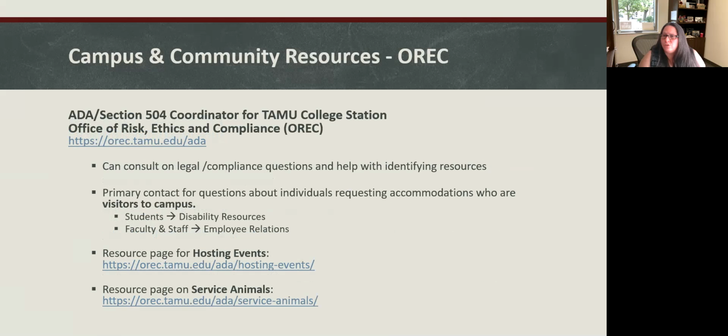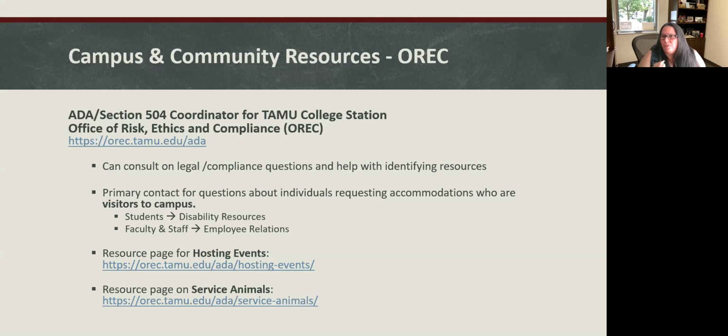If you don't know, they're also the primary contact for visitors who have accommodation questions. So if you have people participating who are not Texas A&M faculty, staff, and students, and want to understand what your role is, the ADA coordinator's office is probably a really good place to start to talk through those situations. In general on campus, if there's a student who needs accommodation, they will typically come to our office or consult with our office. If it's faculty or staff, it'll go to Employee Relations. And if it's a visitor, it goes to the ADA coordinator's office.